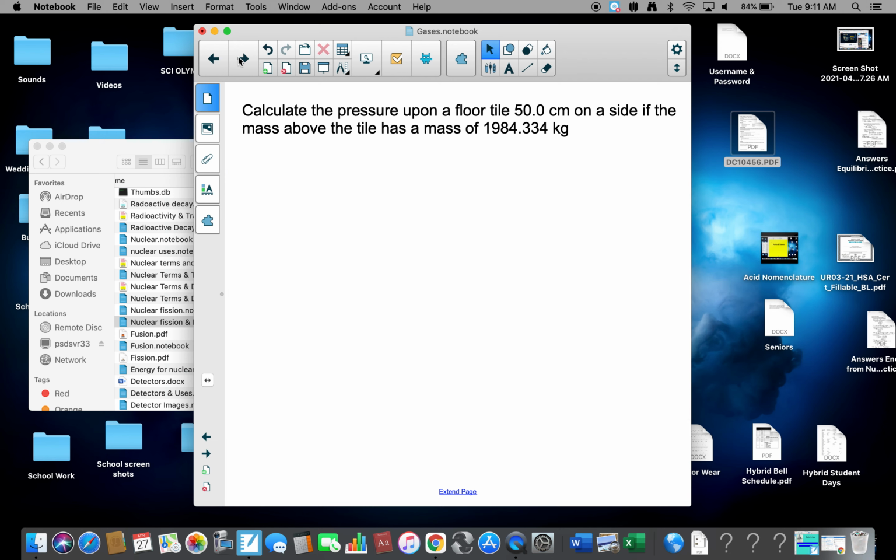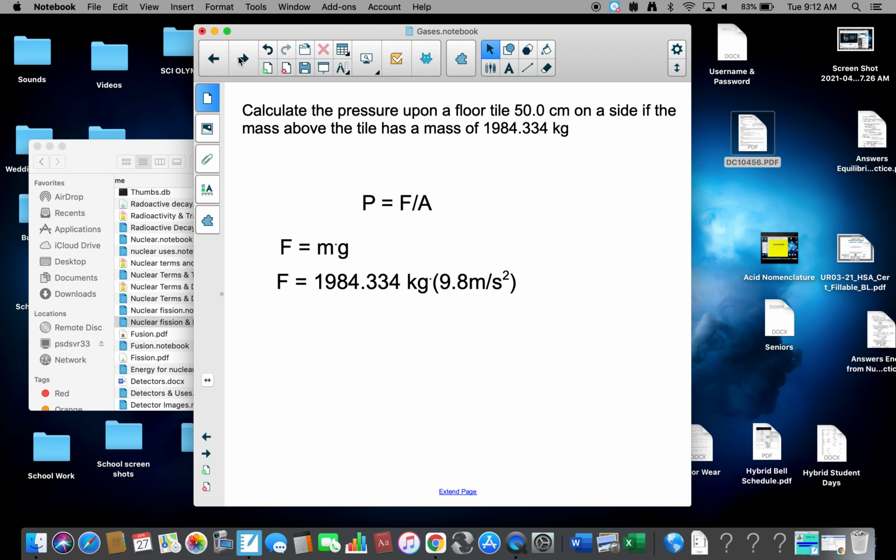Calculate the pressure under a floor tile, 50.0 centimeters on a side, if the mass above the tile has a mass of 1,984.334 kilograms. So pressure is equal to F over A. F is equal to m times a using Newton's second law of motion. And because we're dealing with gravity, gravity is the acceleration we experience. So F is equal to m times the acceleration due to gravity, which is 9.8 meters per second squared.